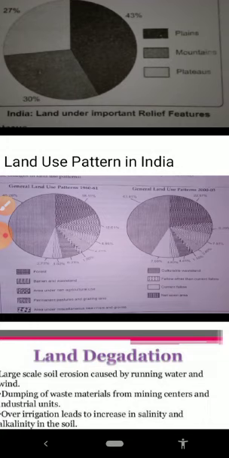Then another one, the fourth one, that is uncultivated land, excluding fallow land.